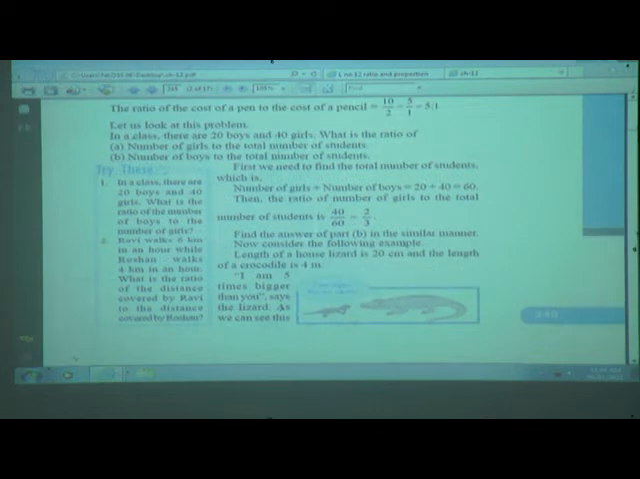Let us consider the next example. Length of a house lizard is 20 centimeter. And the length of a crocodile is 4 meter. I am 5 times bigger than you, says the lizard. Is it right?